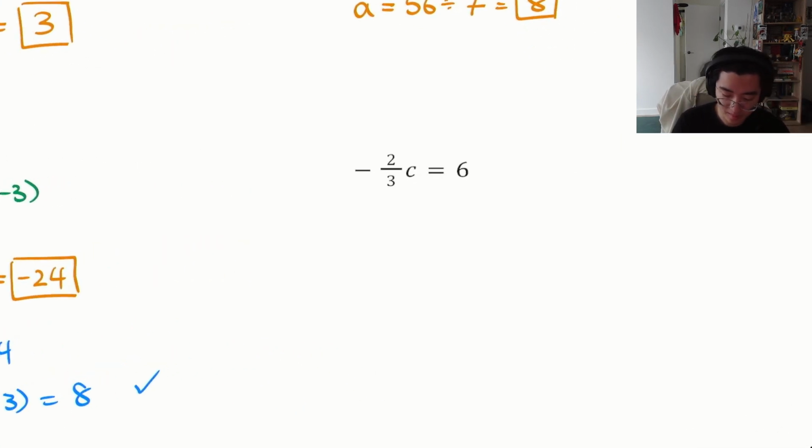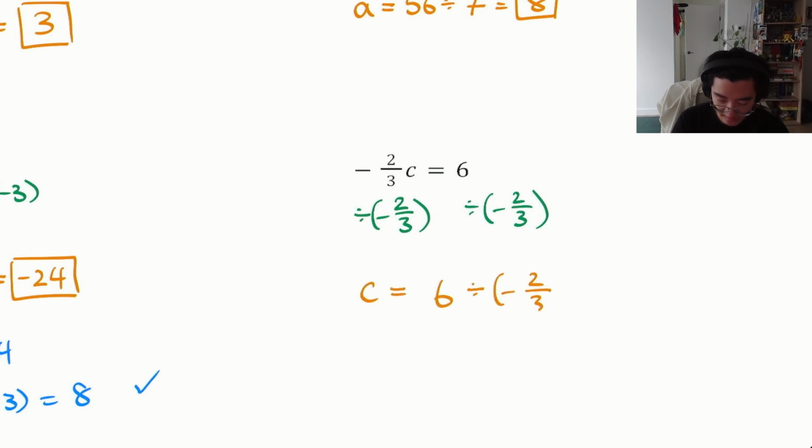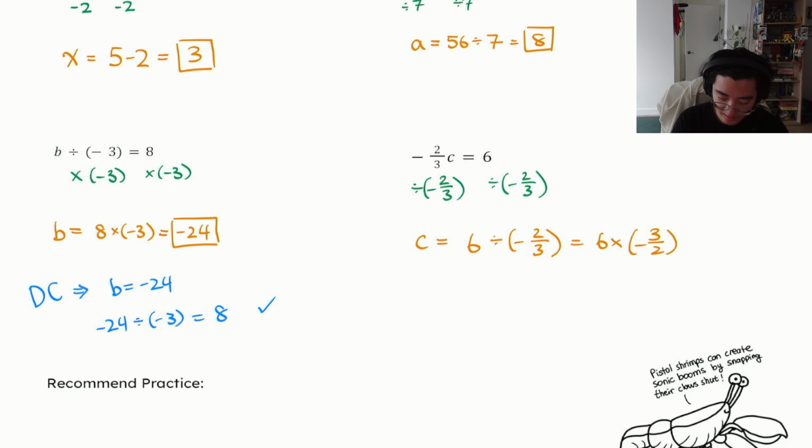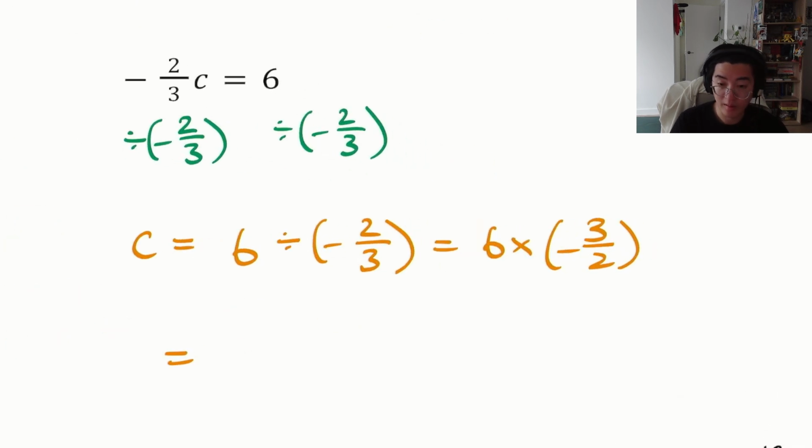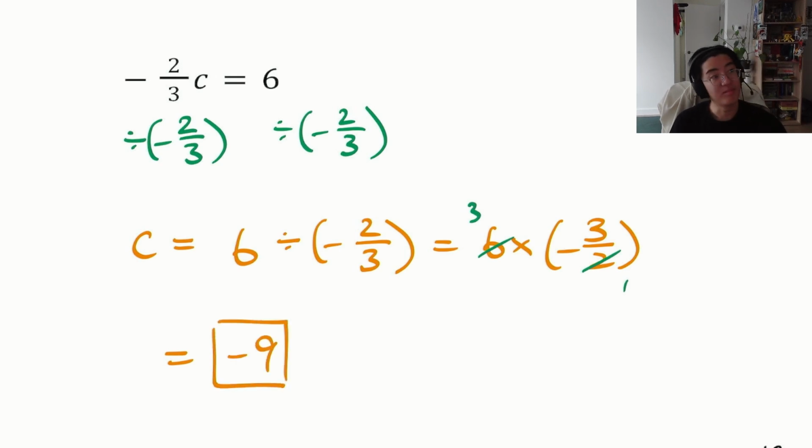Now last one here. We have negative 2 over 3 times c equals 6. So for the inverse operation, we can divide everything by negative 2 over 3, just like that. So c is then by itself. We get 6 divided by negative 2 over 3, which is the same thing as 6 times negative 3 over 2, because dividing by a fraction is just multiplying by the flipped version of it. We can reduce ahead. The 2 and the 6 can be reduced down to 1 and 3. 3 times negative 3 is negative 9. That's pretty much it.